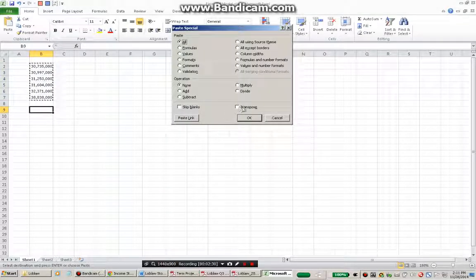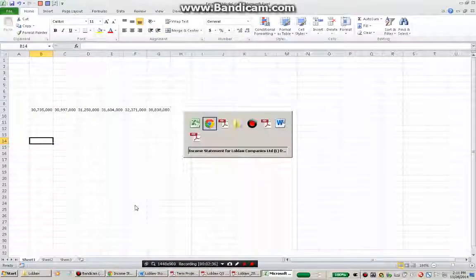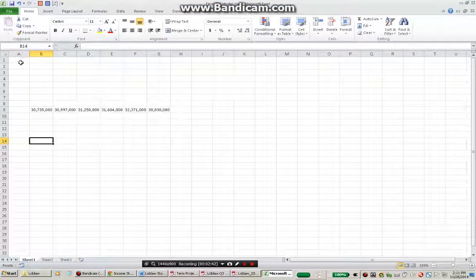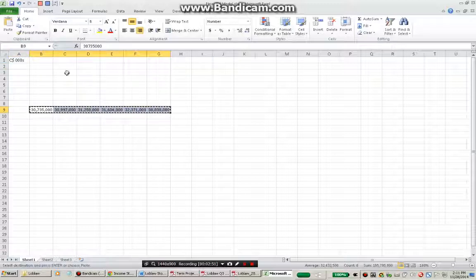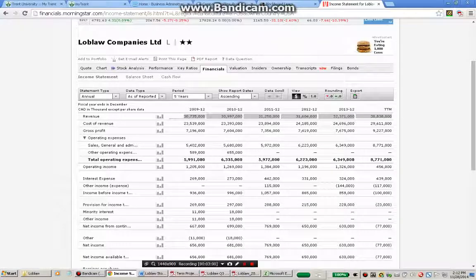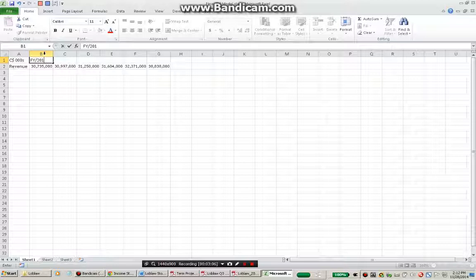And they kind of come up a little bit sideways, so we're going to paste it the right way. And these are in thousands of Canadian dollars. So I'm just going to write that up here. So C dollars, thousands. And I'll cut this up here. This is sales or revenue. And this is fiscal 9, 10, 11, 12. Fiscal year 2010.